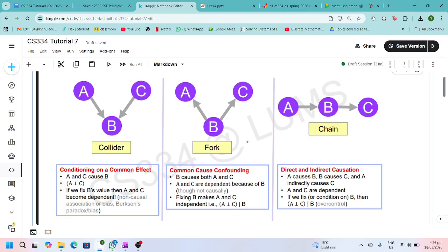This is the second. हम middle वाले पे आ जाते हैं. A fork. In a fork, B is a common cause of the two variables A and C. So the first question is, should A and C be independent of each other? Are they independent of each other?